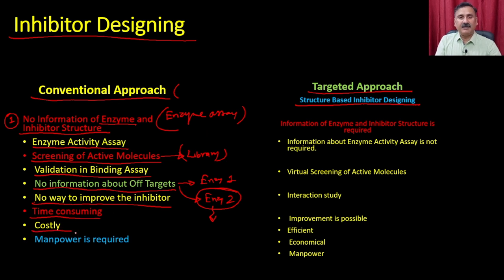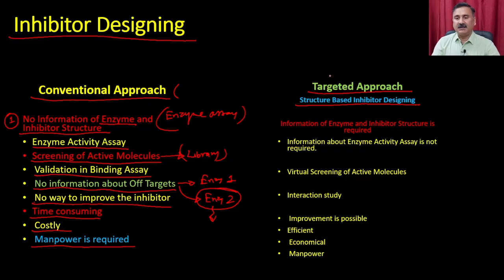Apart from that, it also requires a lot of biochemicals and reagents, so it's also costly, and it requires trained manpower to perform the enzyme assays and analyze that data to know whether the inhibitor is inhibiting the enzyme or not. Compared to this, in a targeted approach, the information of the enzyme and the inhibitor structure is required, because here you are going to see whether the inhibitor is binding into the active site or not, and all those kinds of information.